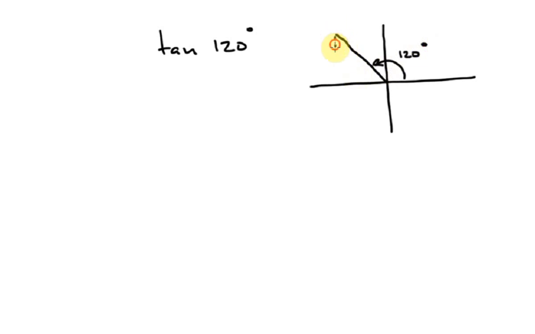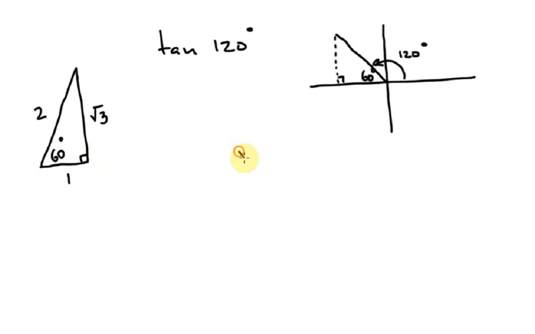And when I build my little right triangle here, I see the reference angle is 60. So I go, oh, that's my special triangle again. There it goes again. Okay, this time I'm building from the 60 degrees. So let's see if we can figure out what the tangent is. What is the tangent of 60 degrees? It's root 3 over 1. So that's just going to be root 3.